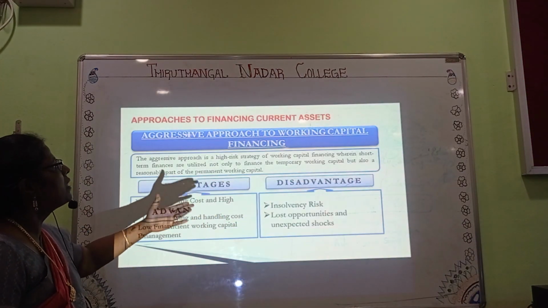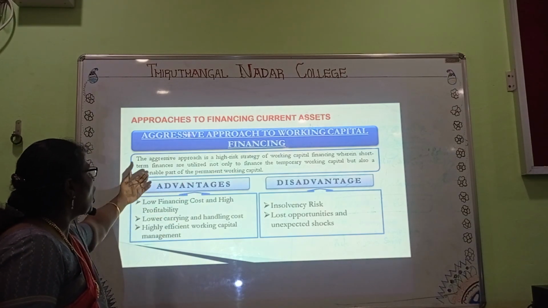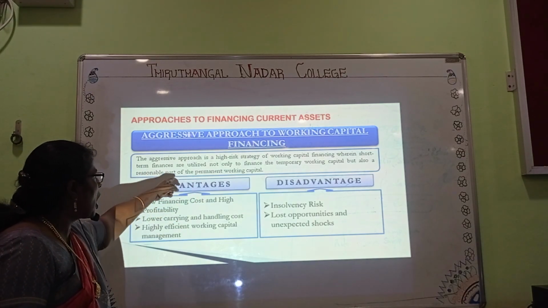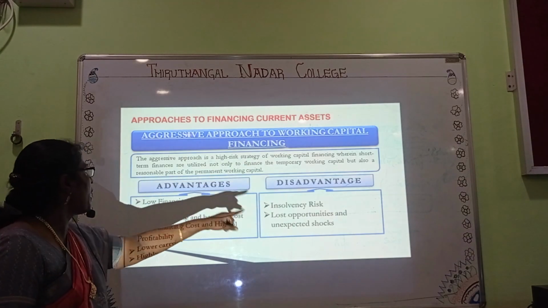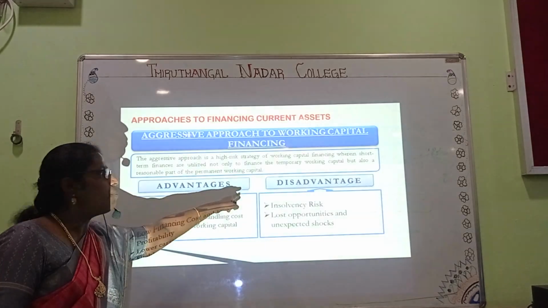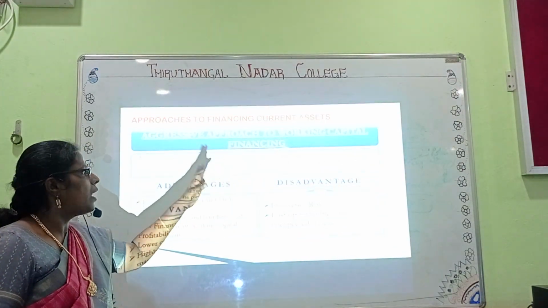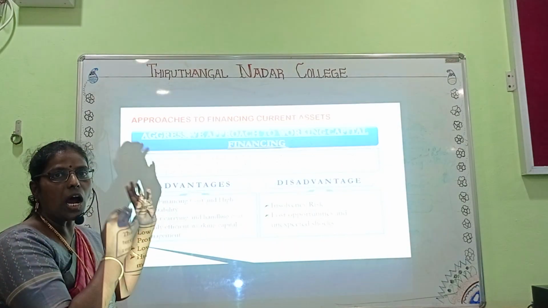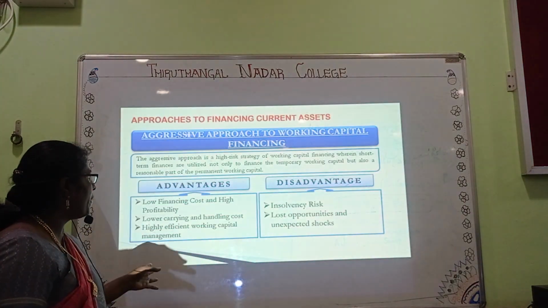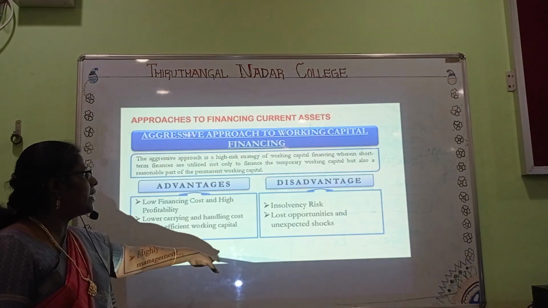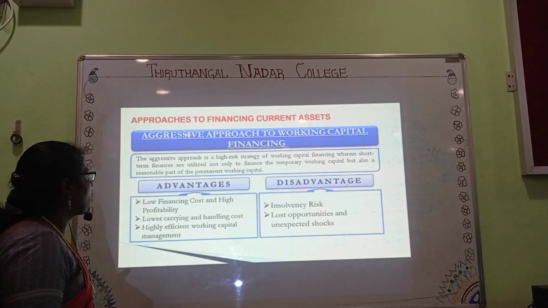The company decides to finance with short-term finance. And this short-term finance is utilized not only for temporary working capital but also for a reasonable part of the permanent working capital. The company's decision is they want to use the short-term assets for both temporary and permanent working capital, and here we have advantages and disadvantages of aggressive approach of working capital.